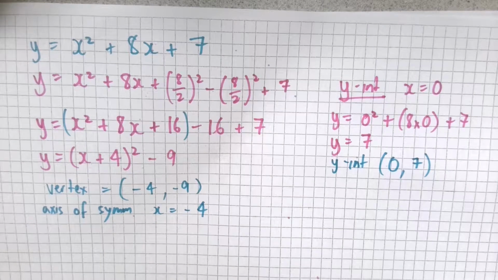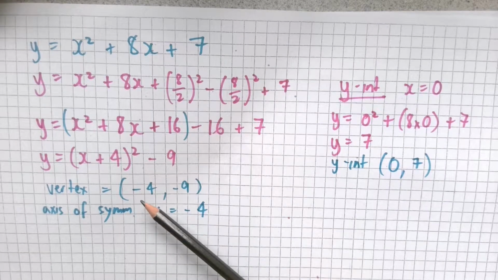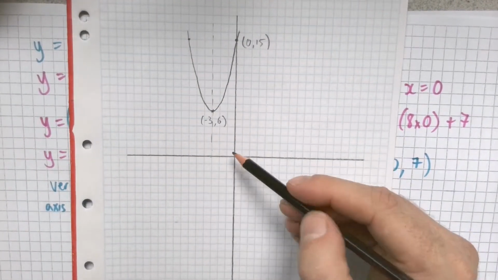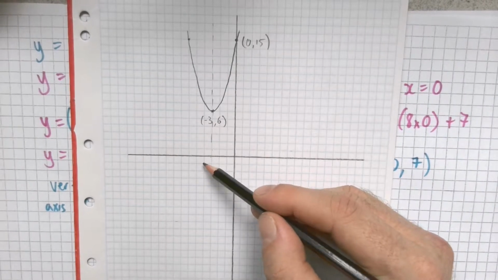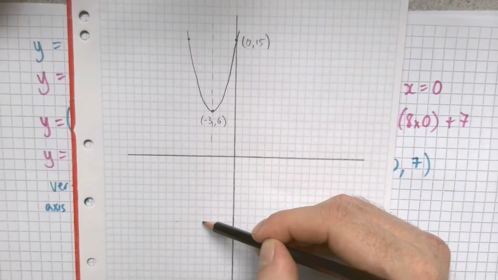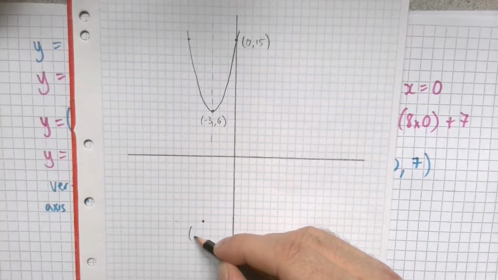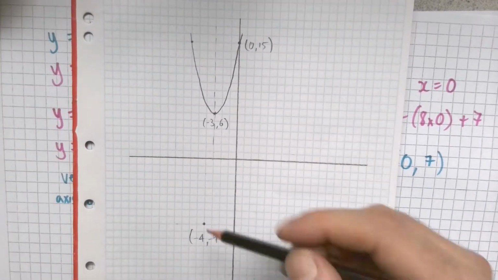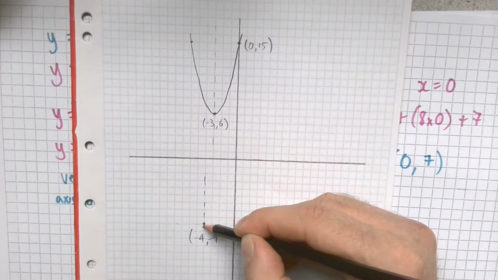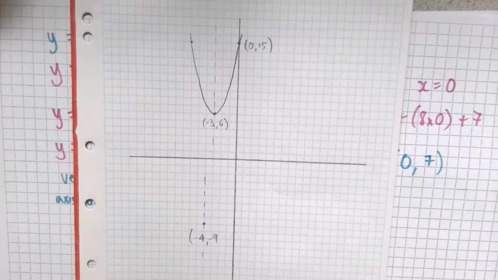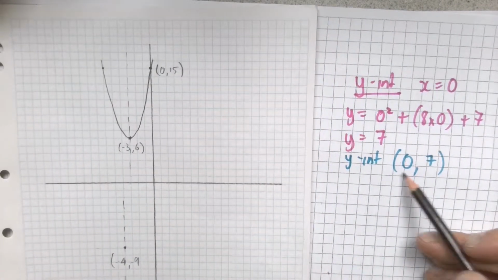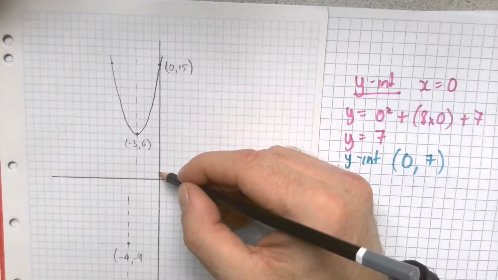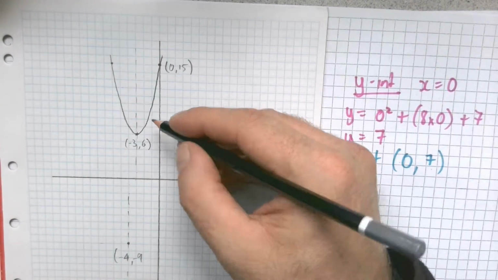Okay, so let's go ahead and plot these points first. So (-4, -9) as my vertex or turning point. So -4, and then 5, 6, 7, 8, 9, -9. Okay, obviously my axis of symmetry is also -4. So that's the imaginary line that splits that parabola in half. You know, parabolas are symmetrical. We've also got a y-intercept of (0, 7). So we can go ahead and mark that here. So 1, 2, 3, 4, 7.